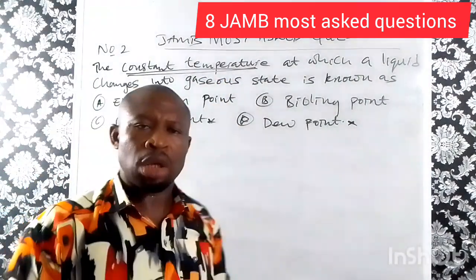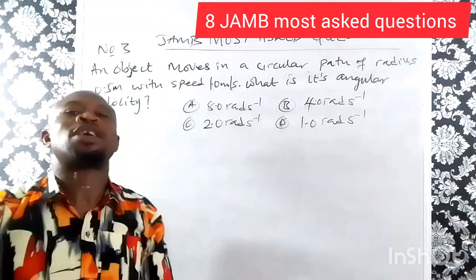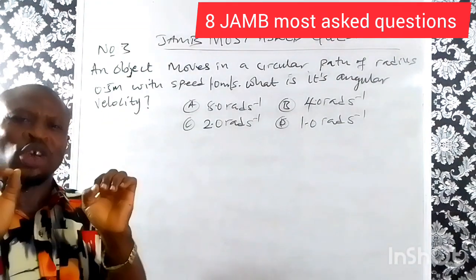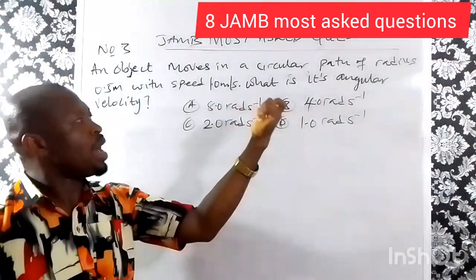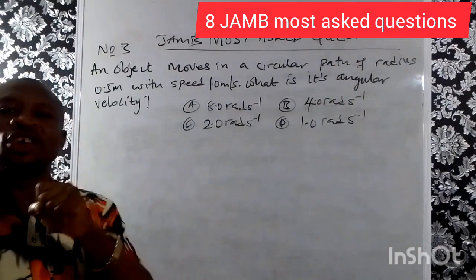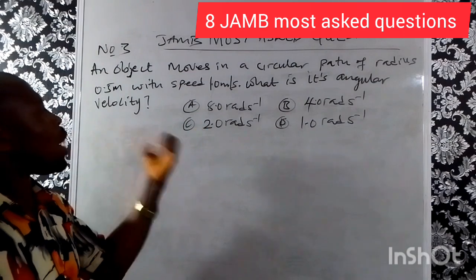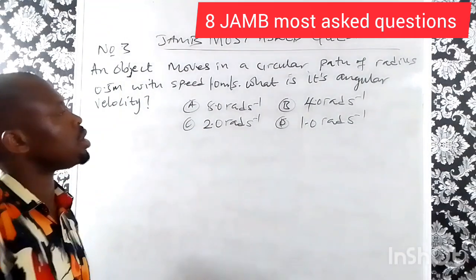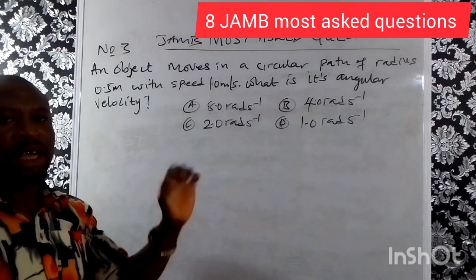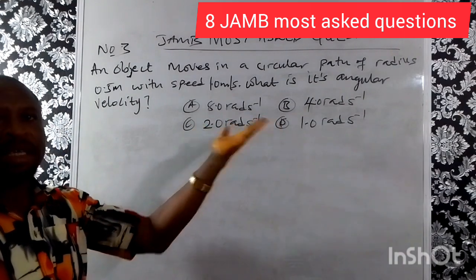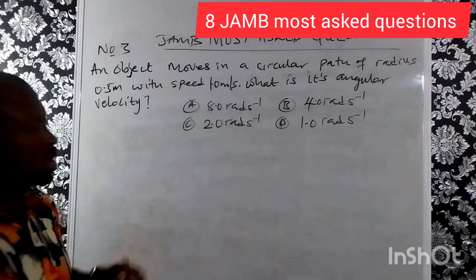Okay, let us also take a look at another one. Third question here. This third question says, an object moves in a circular path of radius 0.5 meters with a speed of 1.0 meters per second. What is its angular velocity? We have options A, B, C, D. How do we solve this?